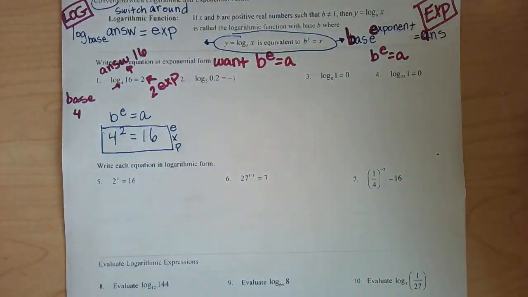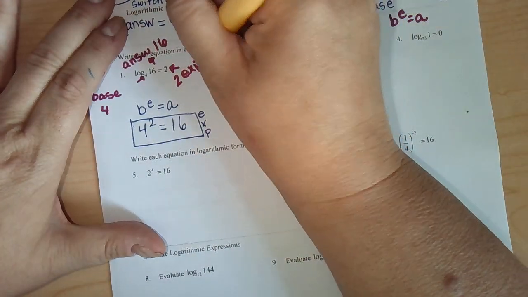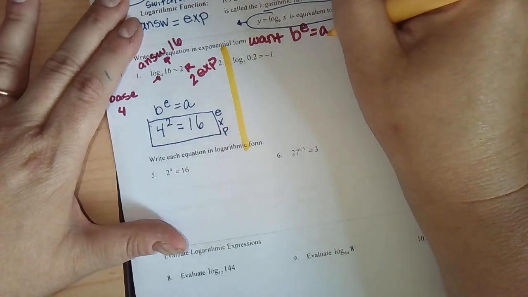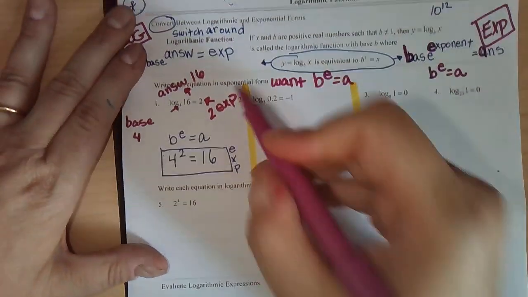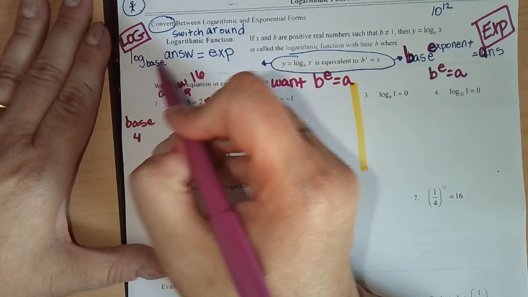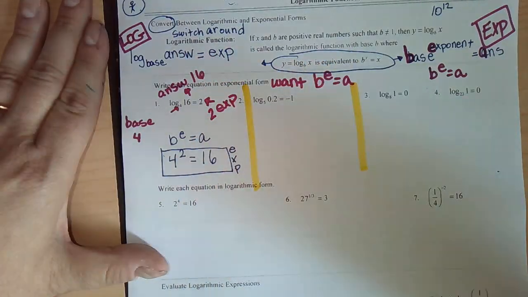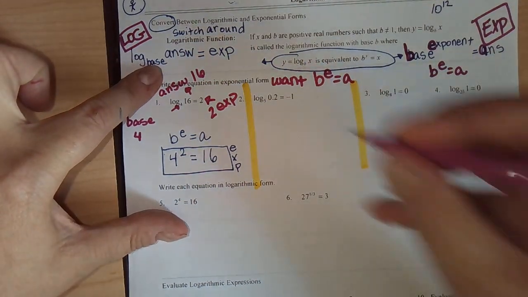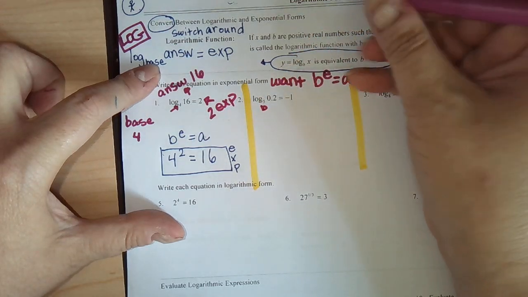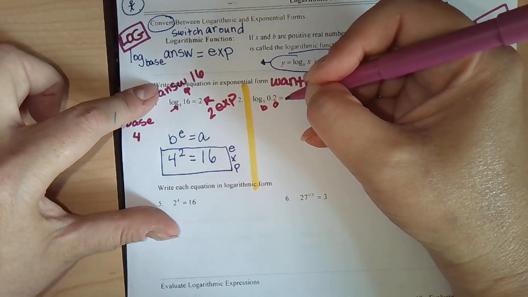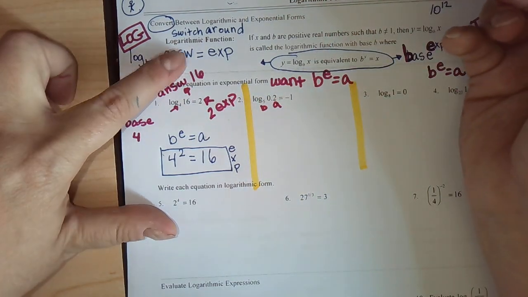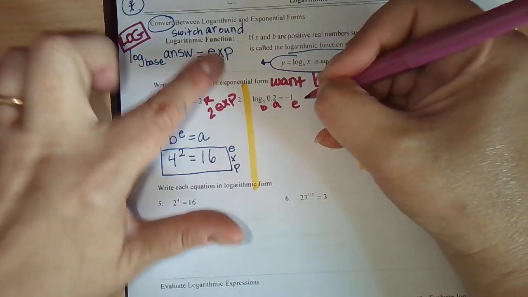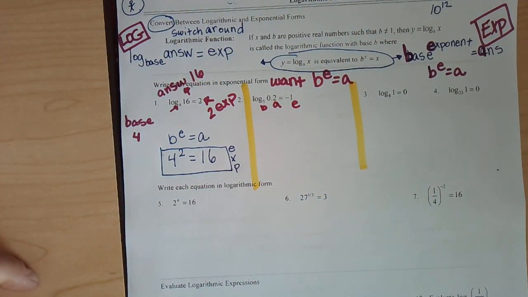All right, let's go to number 2. It starts with a log. I'm going to go ahead and label it log base b of the answer equals the exponent. The base b is 5, a is the answer, and -1 is the e, the exponent.